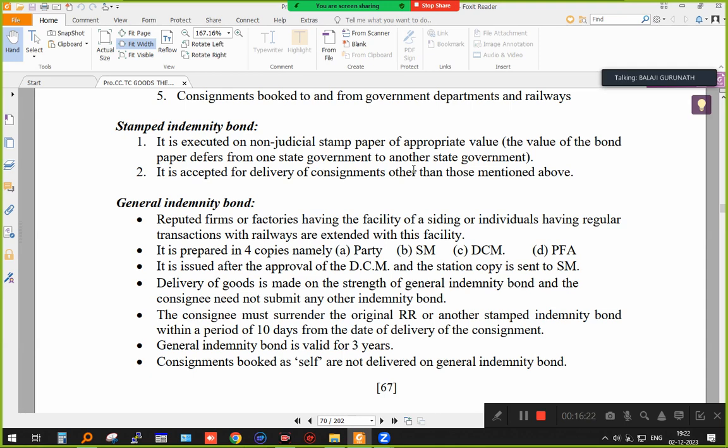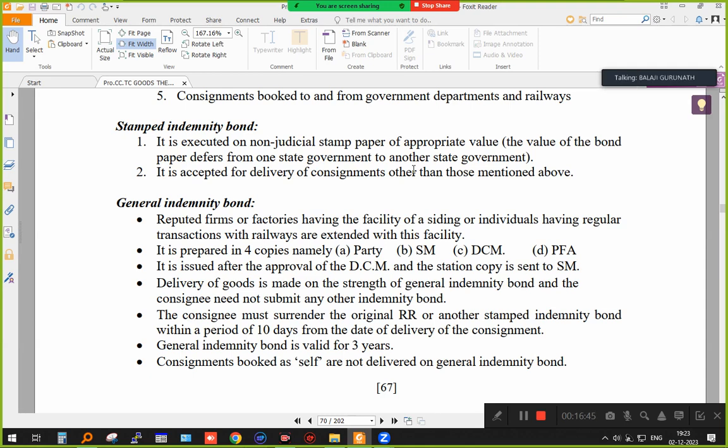Are you understanding it? Is it understood? So, but does it mean that general indemnity bond doesn't have a legal this thing? No, it has a legal status, but within 10 days, he has to surrender the original RR.